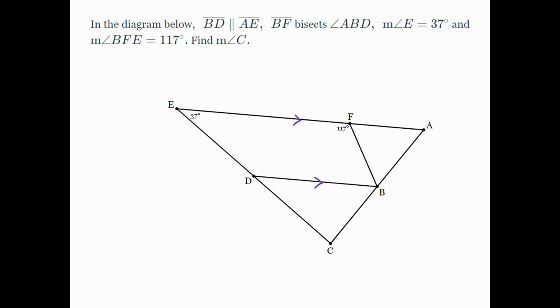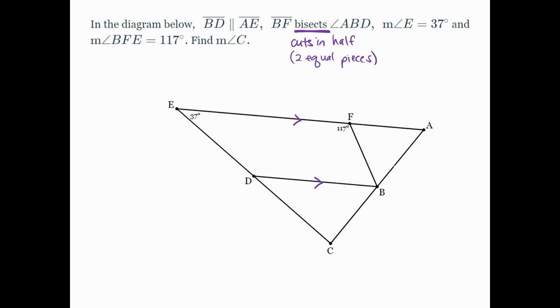Then we have BF bisects. This may not be a word we've seen before, so I want to make sure we're clear what it means. Bisects means it cuts it in half, or we might say two equal pieces. Okay, so BF is bisecting angle ABD.